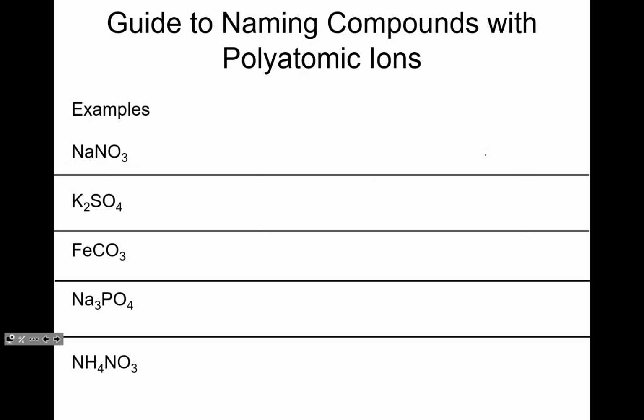So how do you name compounds that contain polyatomic ions? It doesn't differ that much from naming other ionic compounds. You still name the cation and you still name the anion.